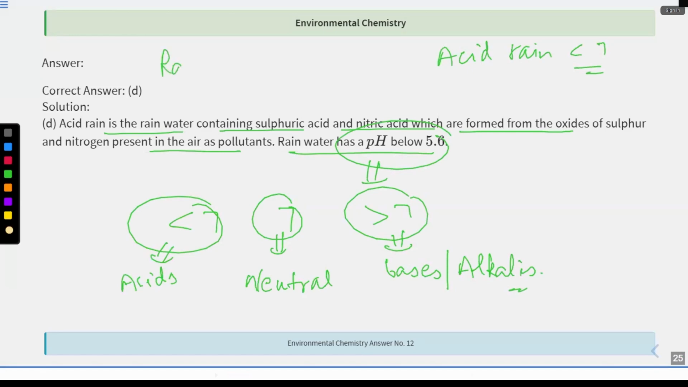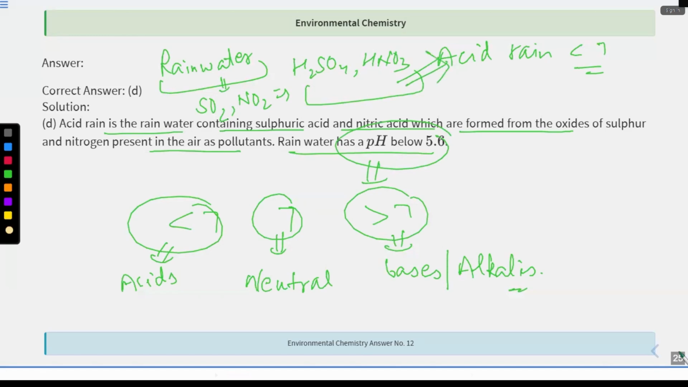Now, for rainwater, we know that when rainwater comes down to the earth, it combines with compounds present in the atmosphere like SO2, NO2, and combining H2O with these gives you H2SO4, HNO3. So these acids get mixed in the rainwater, and it gives me acid rain. This acid rain lowers the pH of rainwater even below 7. The rainwater has a pH of 5.6 at the neutral level, but it even goes down. So that's why we call it acid rain.